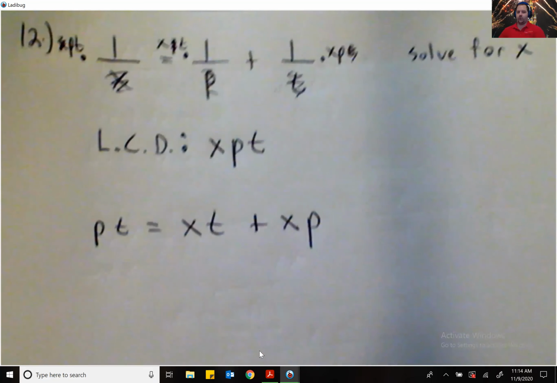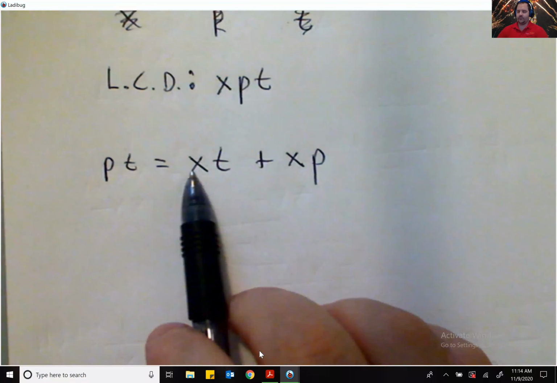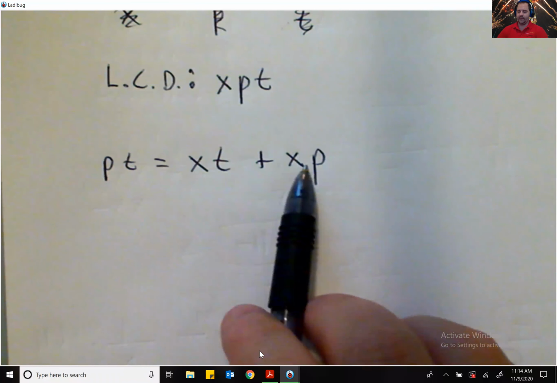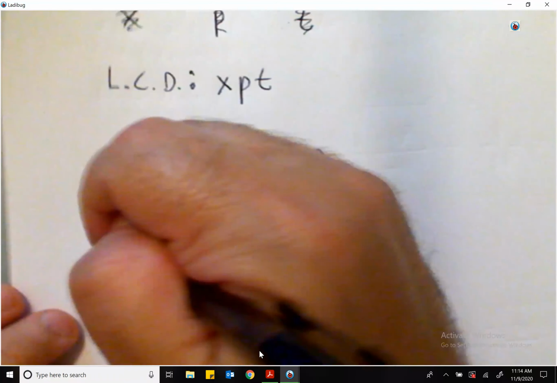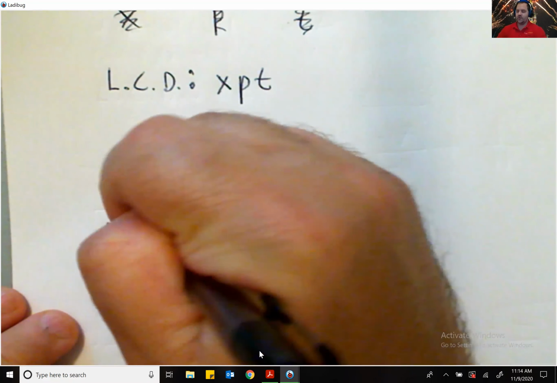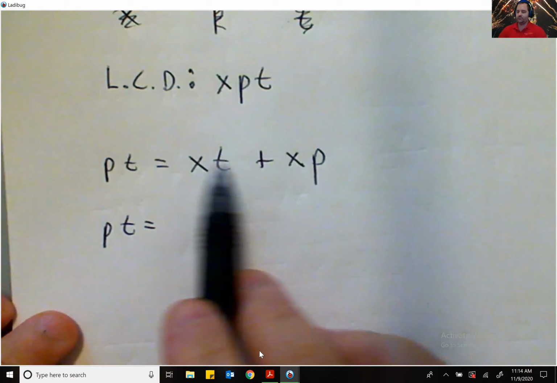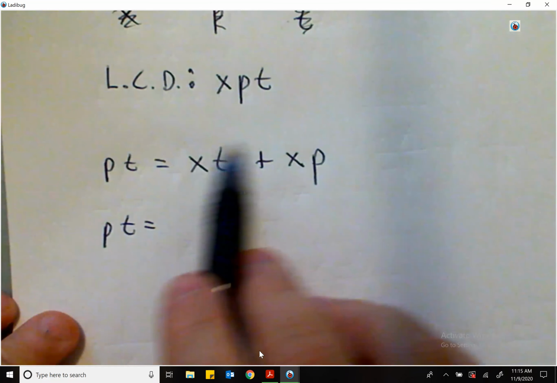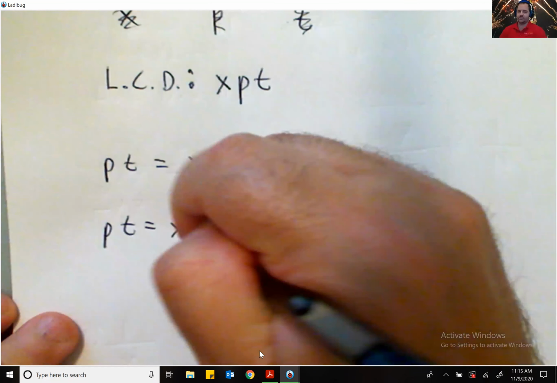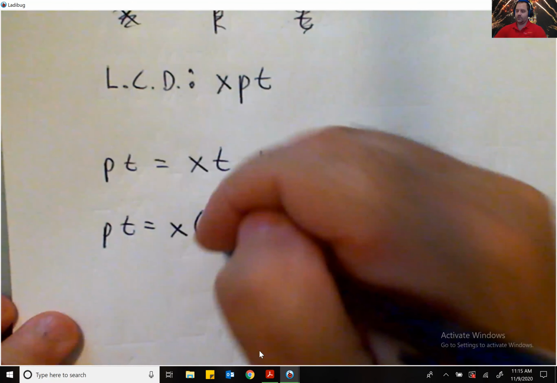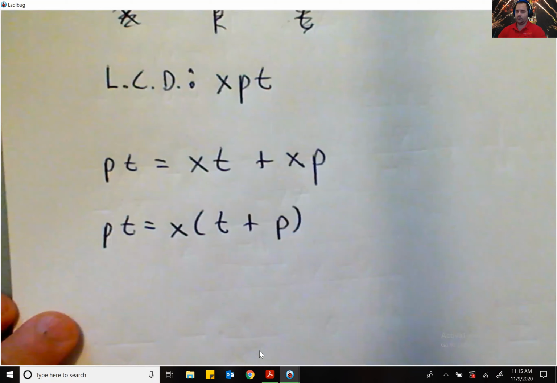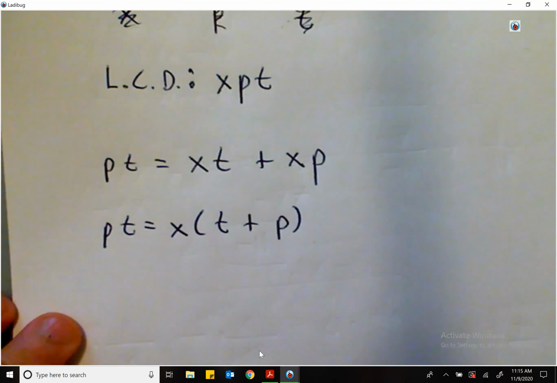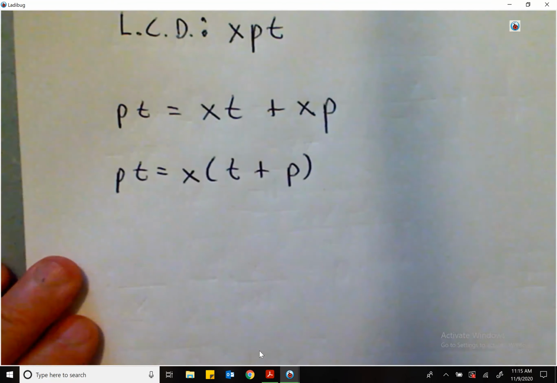Now, remember, our goal is to get x by itself. But I've got two of these. What do we need to do? Factorize. You got it. Factor it. So what am I going to do to the side? I'm going to have x, x, and then what's left? P, T plus P, T plus T. All right, we're almost done.